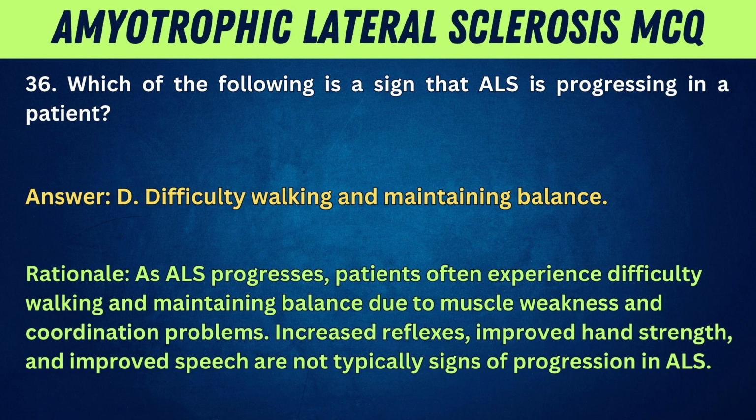Rationale: as ALS progresses, patients often experience difficulty walking and maintaining balance due to muscle weakness and coordination problems. Increased reflexes, improved hand strength, and improved speech are not typically signs of progression in ALS.